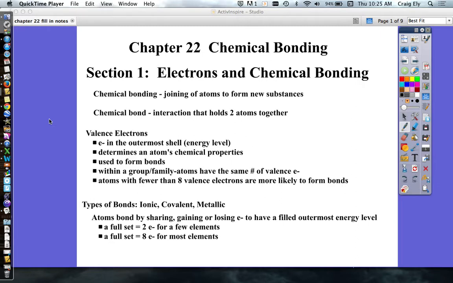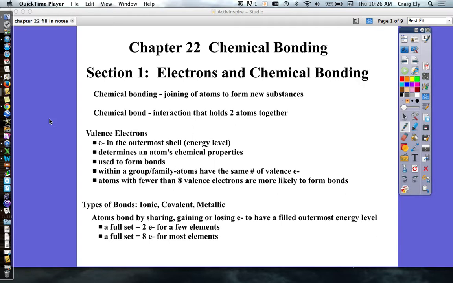Of course, we know that the group or family that the element is in helps us determine how many valence electrons. And if an atom has less than 8 valence electrons, then those atoms are likely to form bonds. Whereas atoms that have 8 valence electrons, with the exception of helium, which has 2 valence electrons, but we consider them to have full outer energy levels or full outer shells, they're not really going to bond because they're already happy. They've already got those 8 electrons or 2 electrons in the outer energy level, and they're good to go.